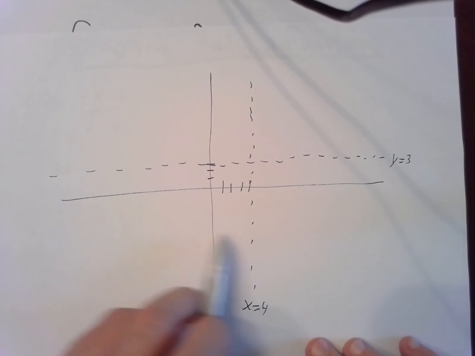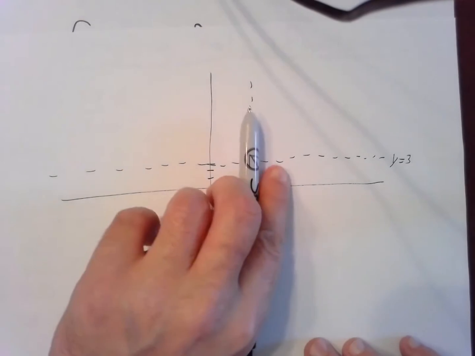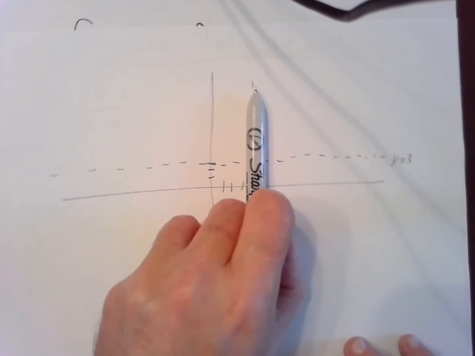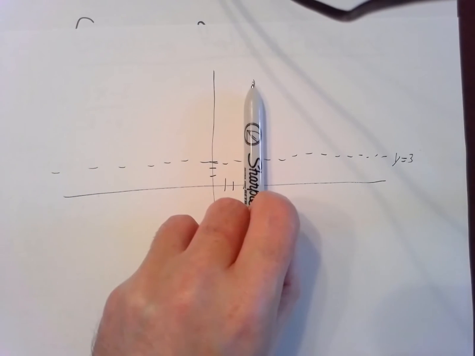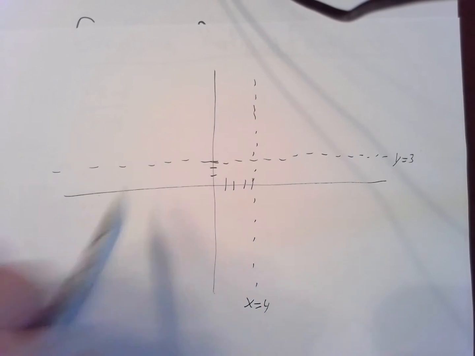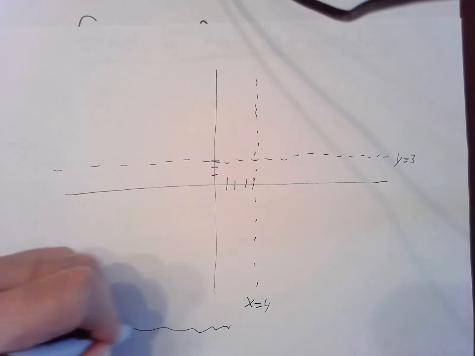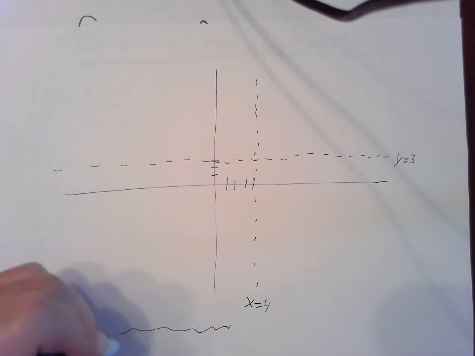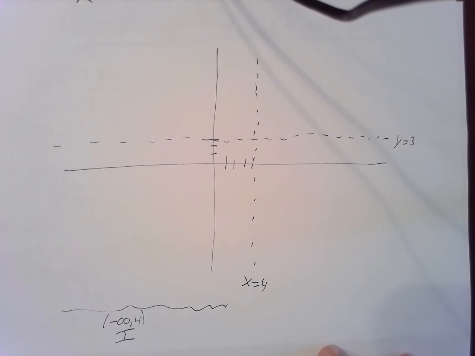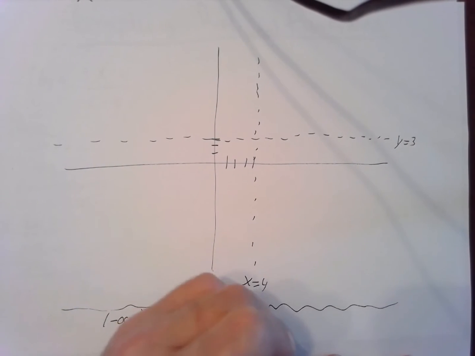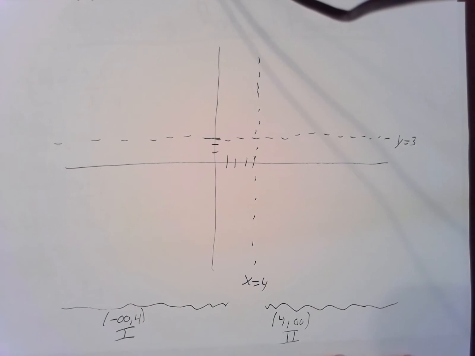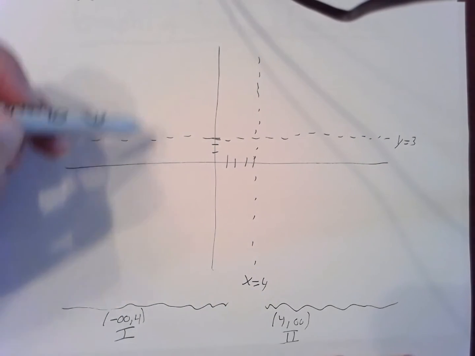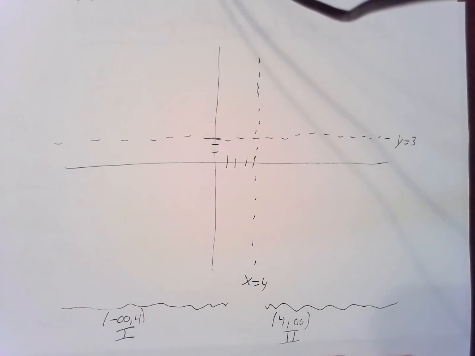Okay. Notice here that my vertical asymptote separates my x-axis into two regions. All of this stuff over here, that's what I called section 1. So this whole section, these x values are negative infinity to 4. And these x values are 4 to infinity. That's what I called section 2. So I'm going to have a chunk of graph over here and a chunk of graph over here.